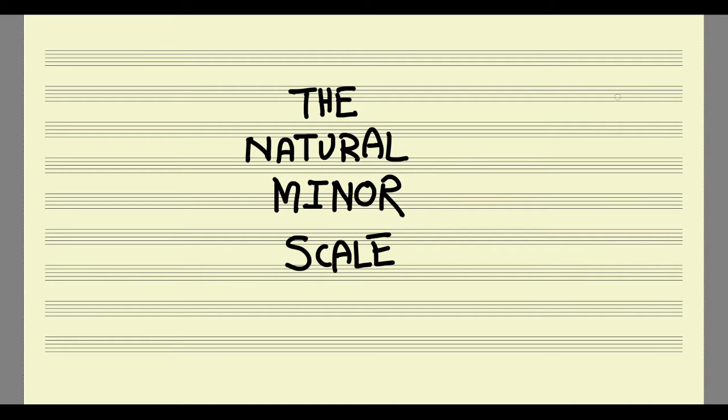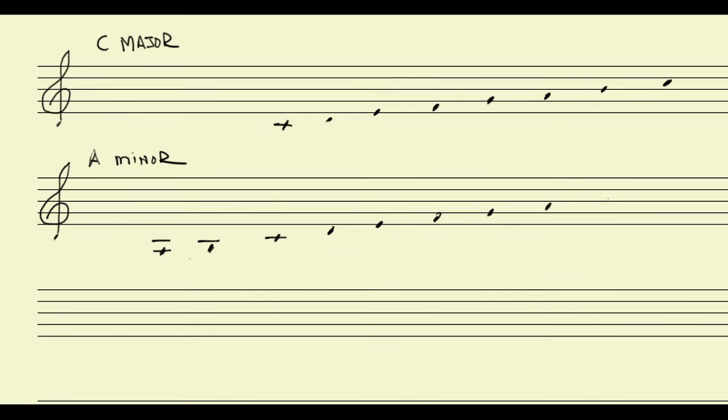We have a name for the kind of minor scale that we've been looking at so far, and we call that the natural minor scale. The natural minor scale is sort of our default version of the minor scale. It's the minor scale that we make when we derive a minor scale from its relative major.